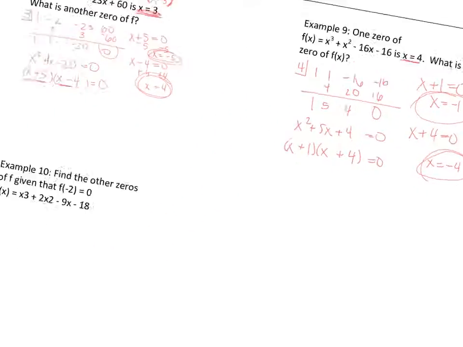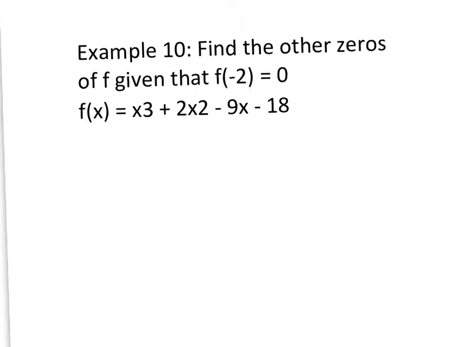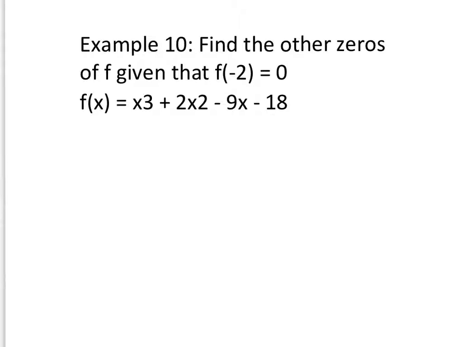Let's try example 10. Okay, this one's worded just slightly different. Find the other zeros of f given that f of negative 2 equals 0. That just means x equals negative 2. Remember, f of this is function notation. It normally looks like this, but f of negative 2 means we're plugging negative 2 in for x. These are a typo. They should be powers. Okay, so we're plugging negative 2 in.